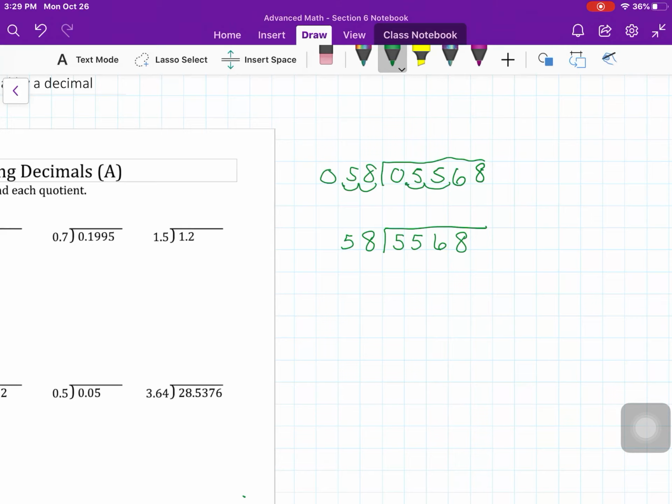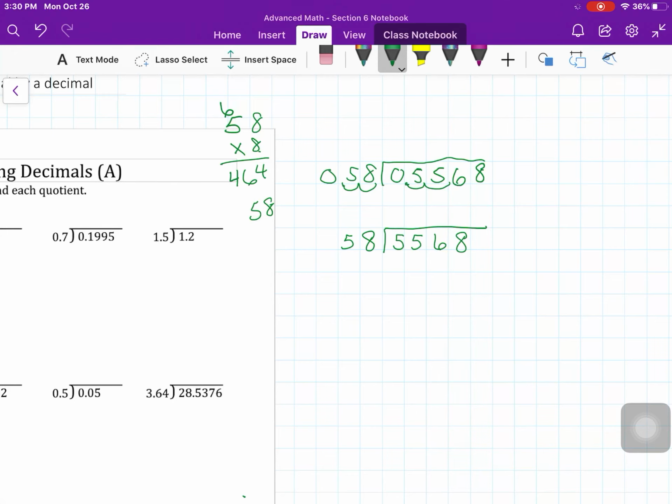So remember with these, there's a little bit of try and check involved. And we have to figure out how many 58s we can get out of 556. Well, if we had 5 into 50, that'd be about 10 times. Let's just try some numbers over here. Let's try 58 times 8. Let's see how close that gets us. 8 times 8 is 64. 5 times 8 is 40. Plus 6 more is 46.